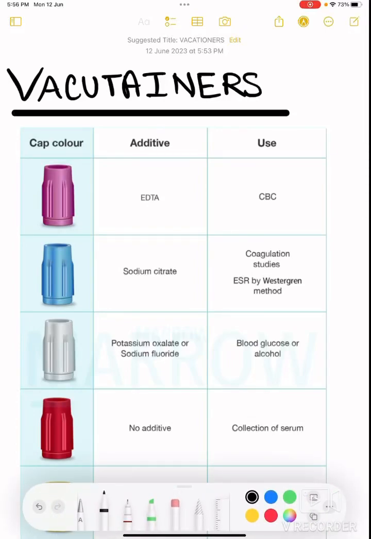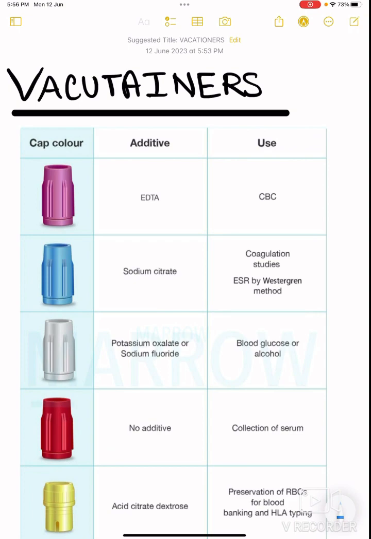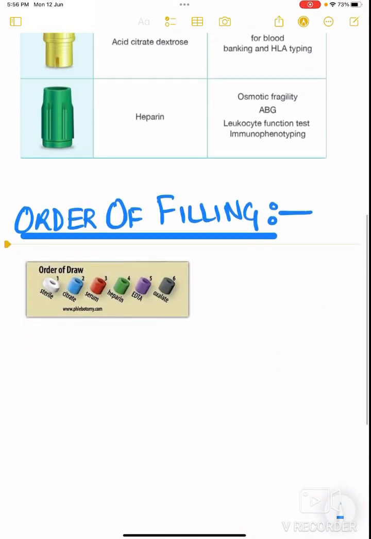Hello friends, so in this video we are going to study about Vacutainers. It is a very important topic from pathology and a lot of questions are asked especially in INICET examinations, and one question was asked in INICET May 2023 which I gave. The question was not about Vacutainers but about the order of filling of the Vacutainers. In which order will you fill it?